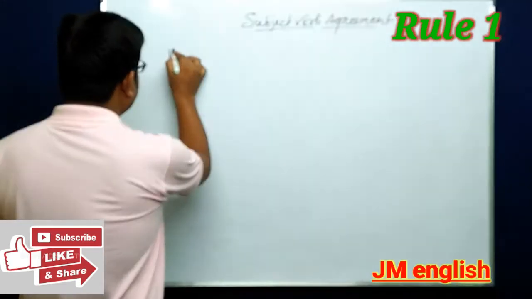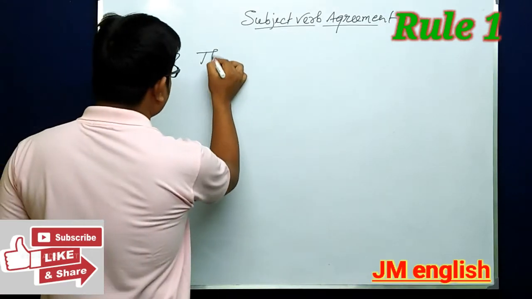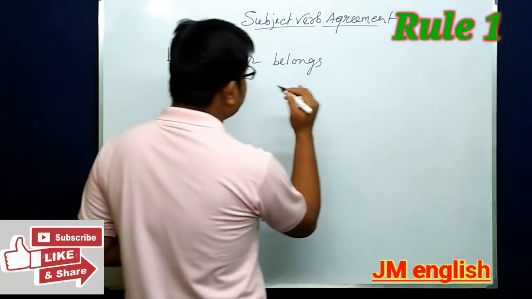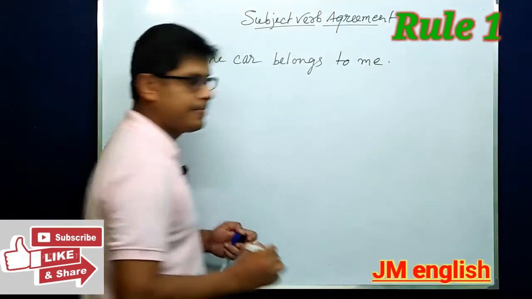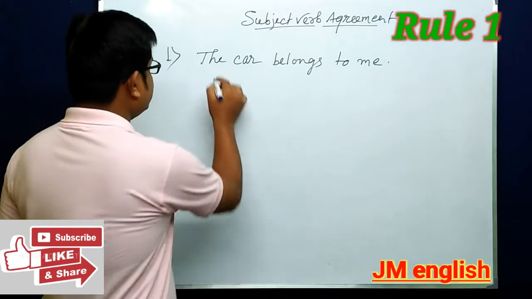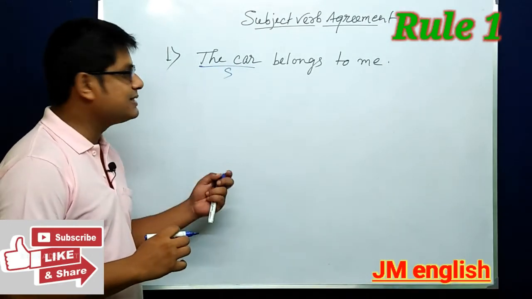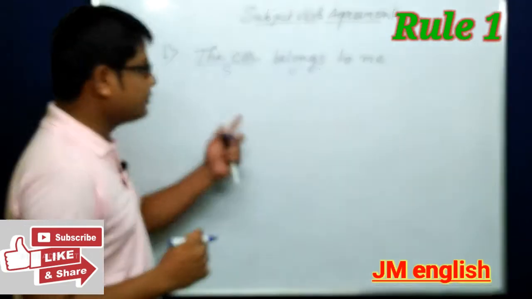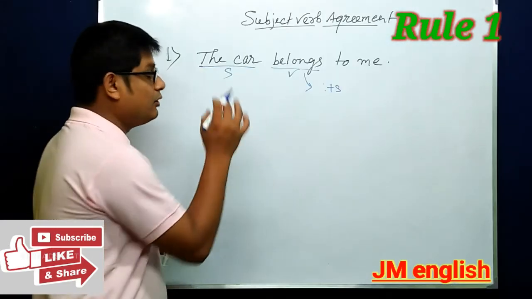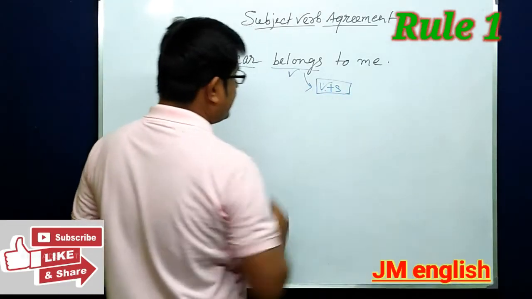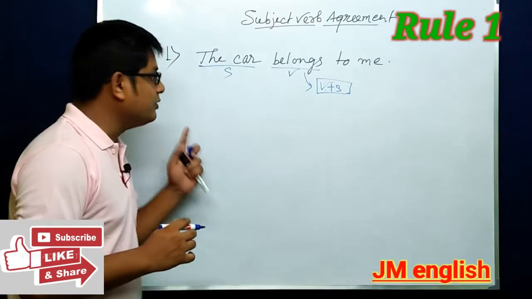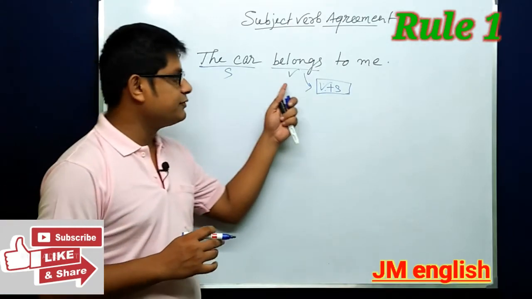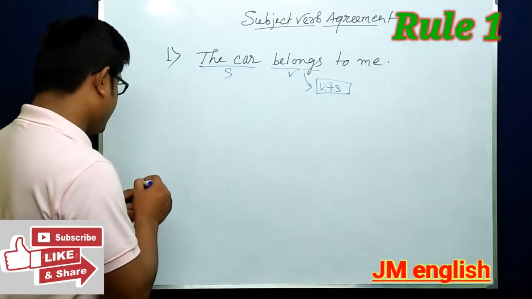For example, we can write that the car belongs to me. Now look at this sentence. The subject is the car. The car is the singular subject, and I have used its verb belongs. This is again a singular verb. How? See, belong is a verb and I have used s. The car is third person singular number. So you know that for third person singular number, if you use it in the present tense, then you have to use verb plus s along with it. Let me give you another sentence for that.